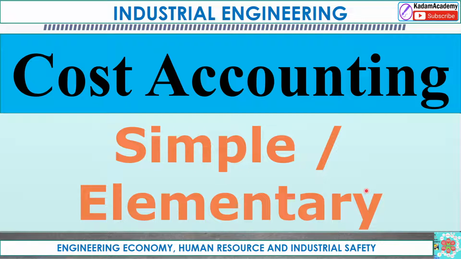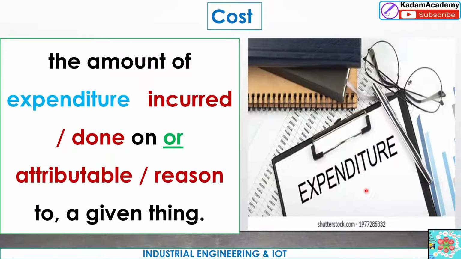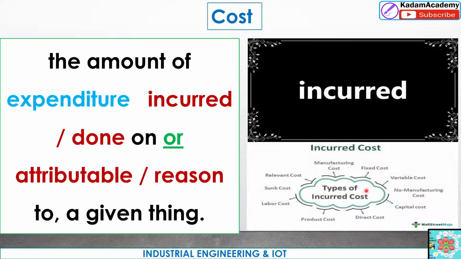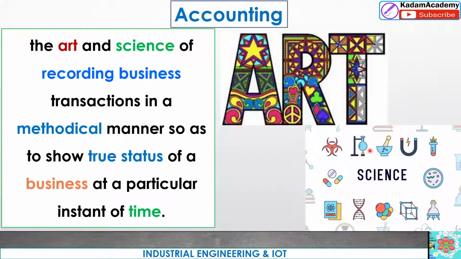Dear friend, every industry has a system of accounting which provides information about the ascertainment and control of cost of products or services. Here we start with what is cost. Cost is the amount of expenditure incurred or attributable to given things. What are those things? Fixed cost, variable cost, capital cost, direct cost, product cost and other costs. So this is the incurred cost.